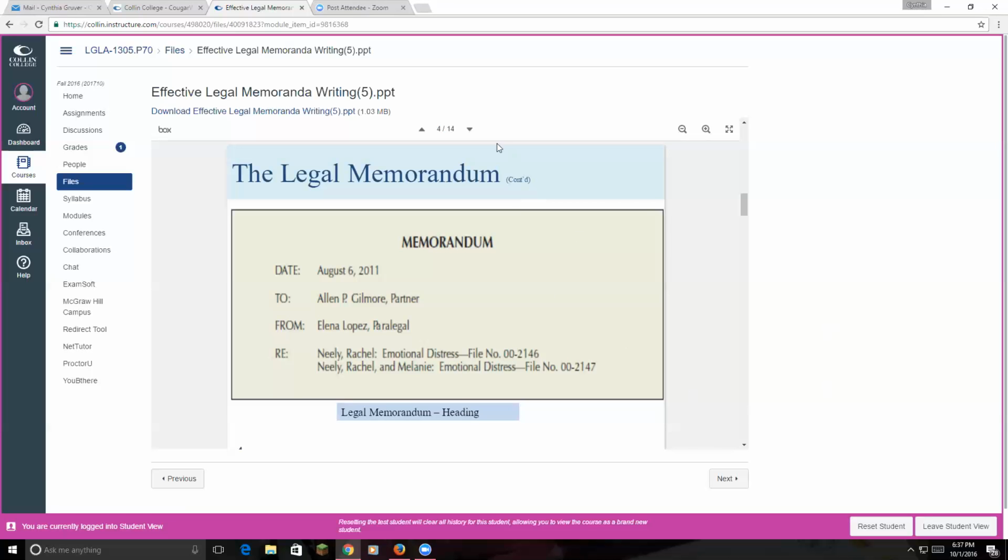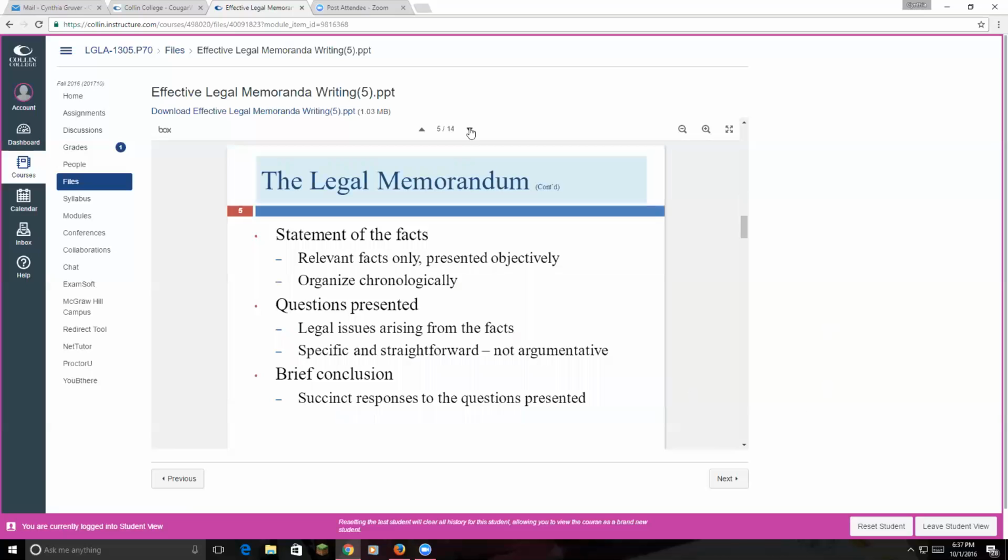Let's move on to the next portion. We're going to talk about the statement of facts. Now, there is some level, I don't know if controversy is the right word, but some level of dispute about where we ought to put the statement of facts.